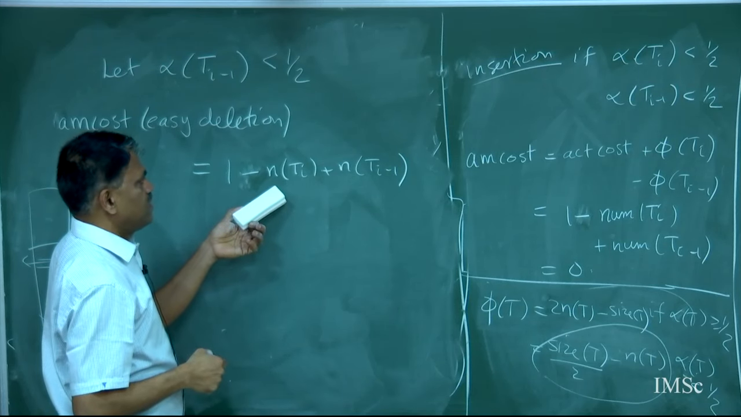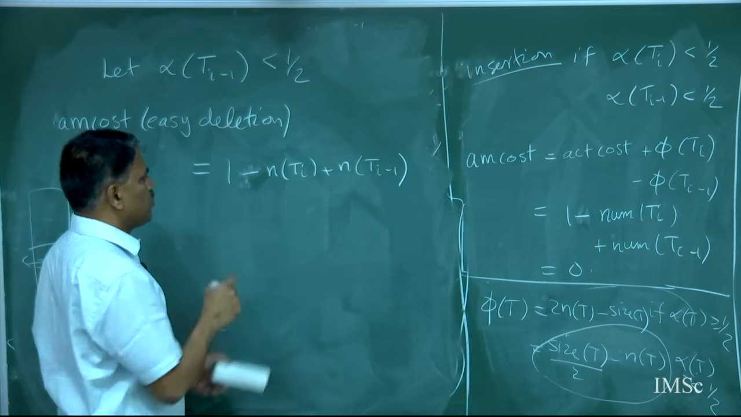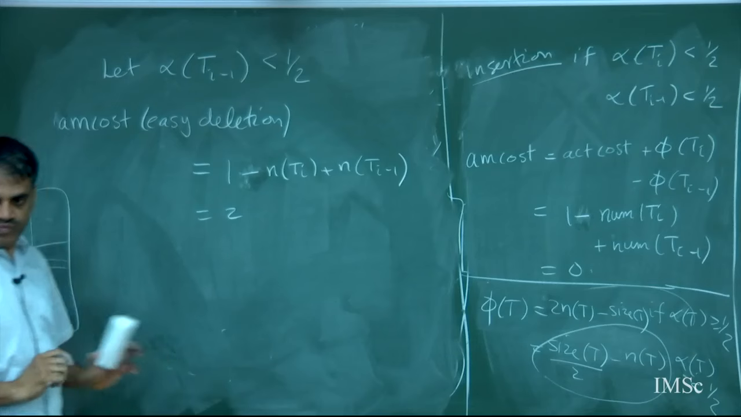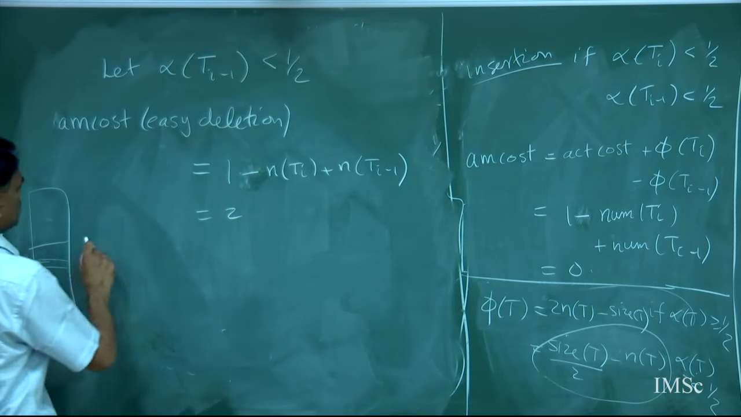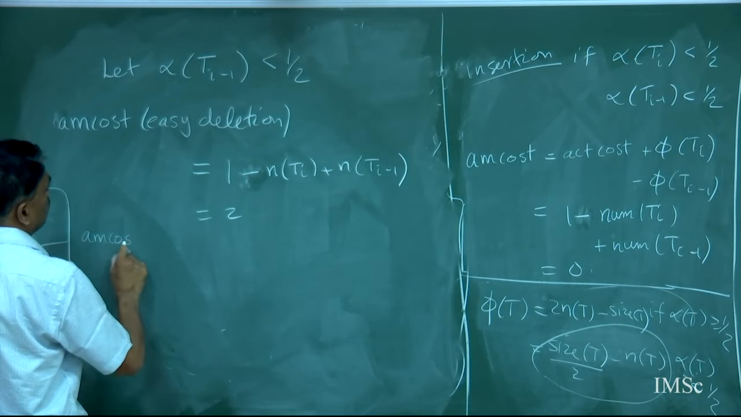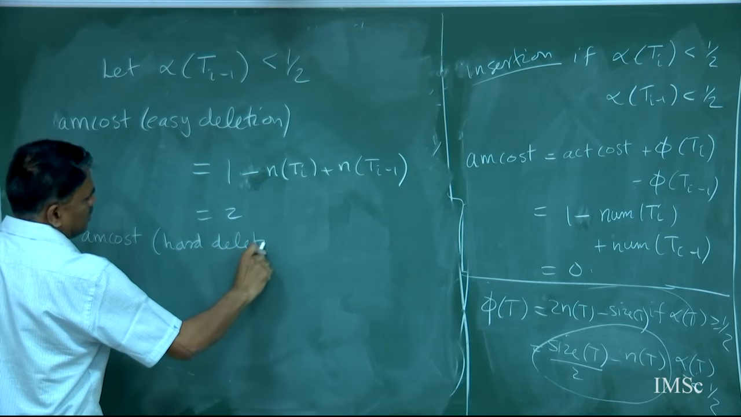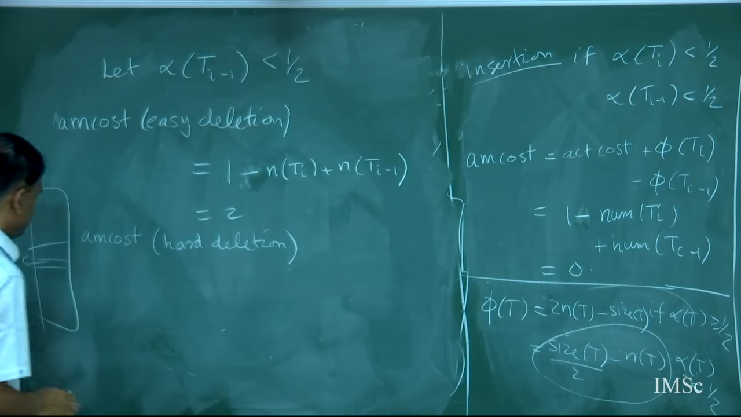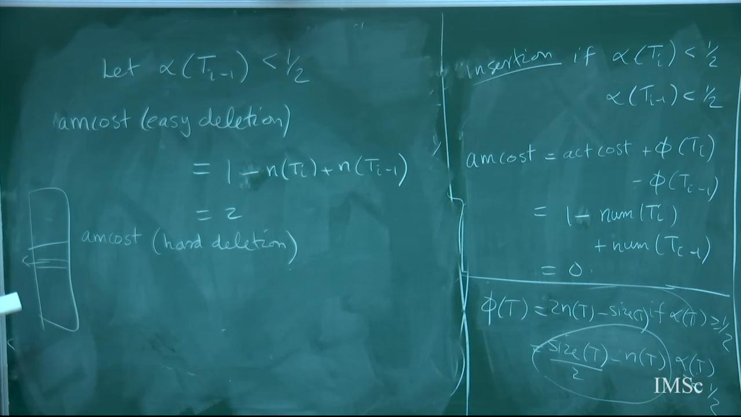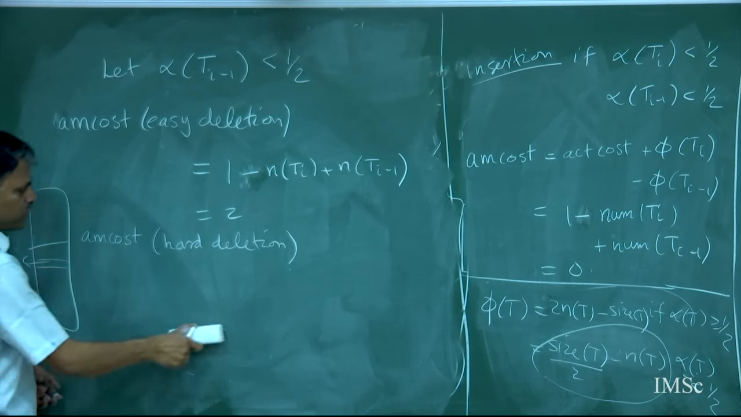So this is 2, right? Let's do an amortized cost of hard deletion. Well, when does that happen? Because the table has become 1/4 full, so I am copying all elements, creating a new table and copying it.